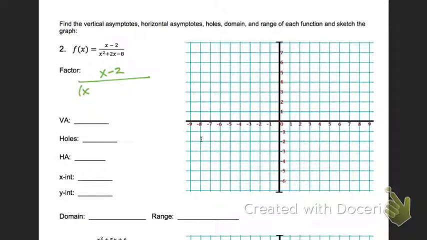X plus 4, x minus 2. Can anything cancel? Yep. So that means I have a hole where? 2. And what am I left with once I cross out the x minus 2's? 1 over x plus 4. So when I plug in 2, what do I get? 1 over 6. So I've got a hole right here.